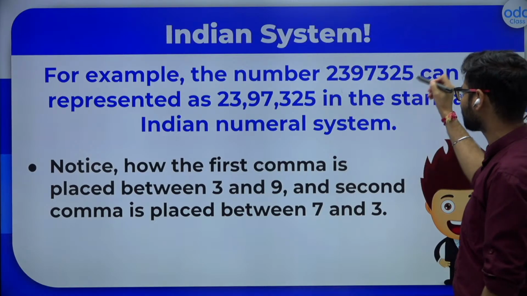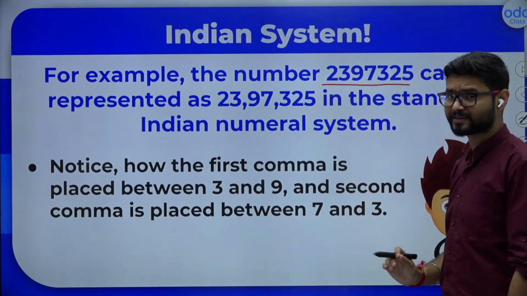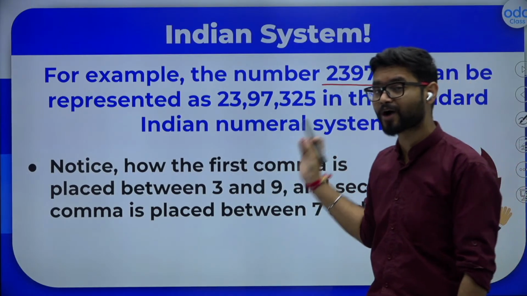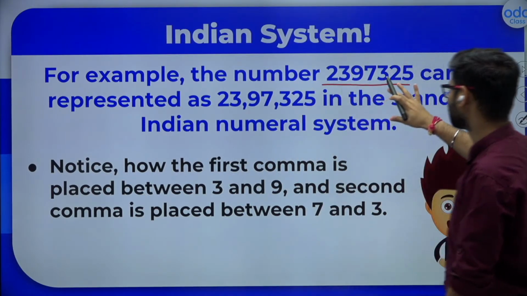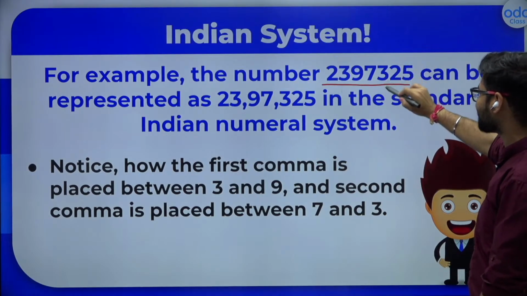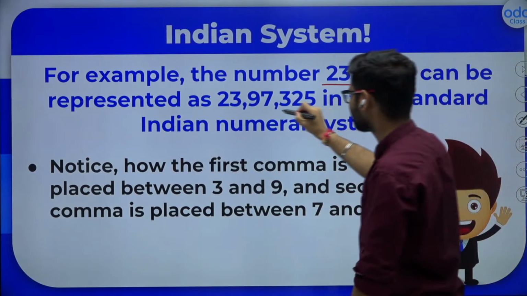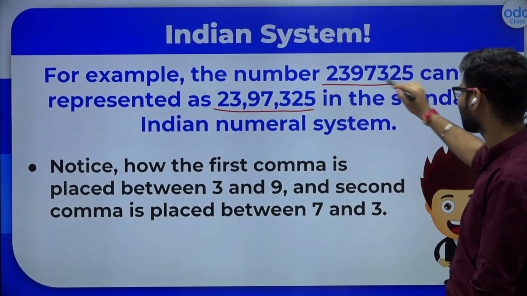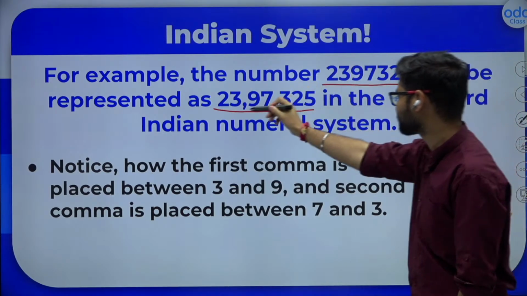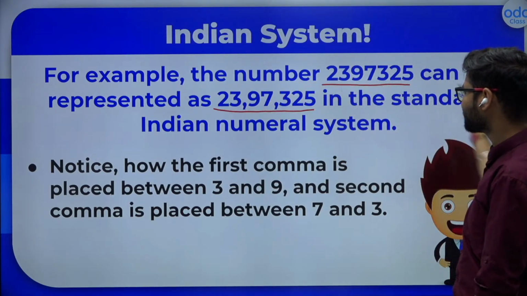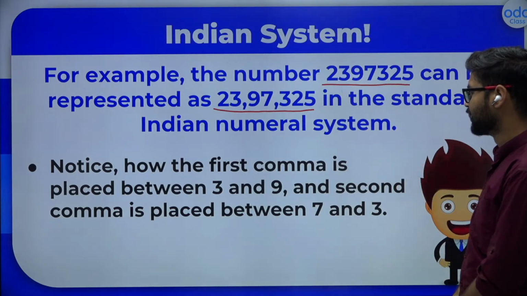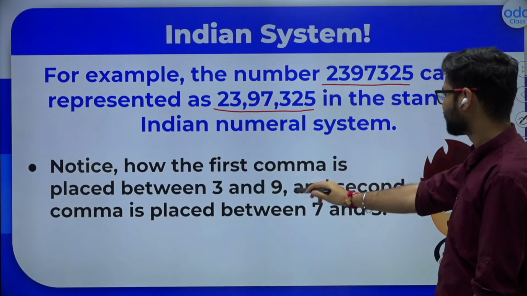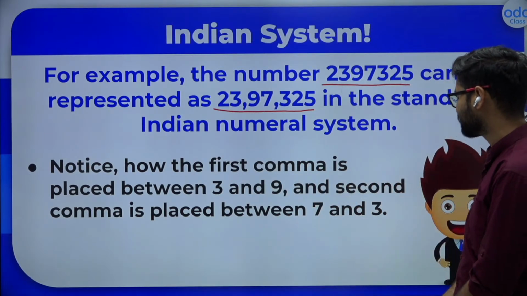Here again we have a number. Without the commas, it is really a problem for me. Even if you want to try, you can try that. So this number I am going to represent like this with the help of commas. How to put commas, I'll teach you. But as of now, just understand this number can be represented like this in the standard Indian numeral system. Notice how the first comma is placed between the 3 and 9, and the second comma is placed between 7 and 3.